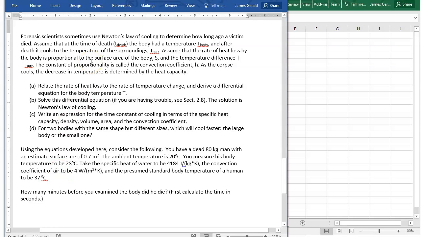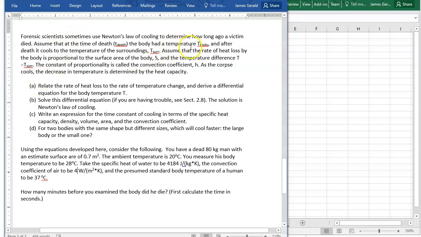This is an interesting problem. This is Newton's law of cooling, and we're going to apply it to some forensics here. We're going to look at calculating how long it's been since someone died. All right, so first we have to get there, right?